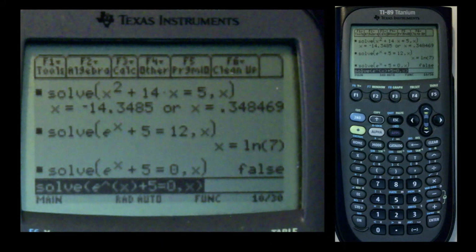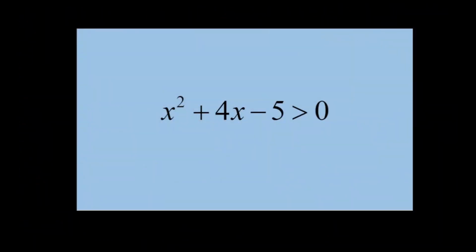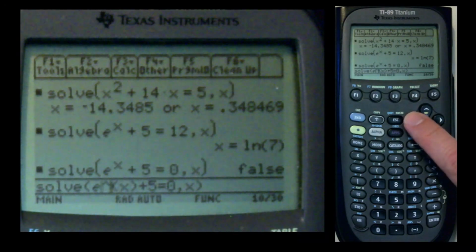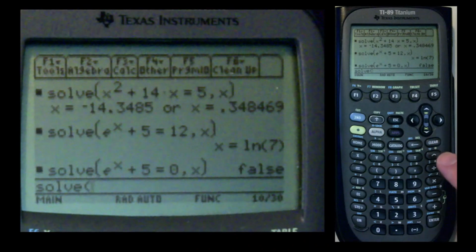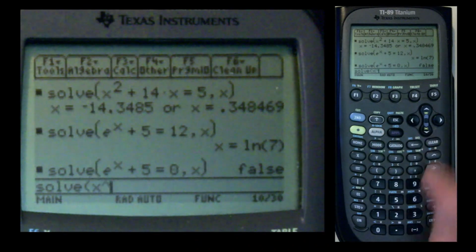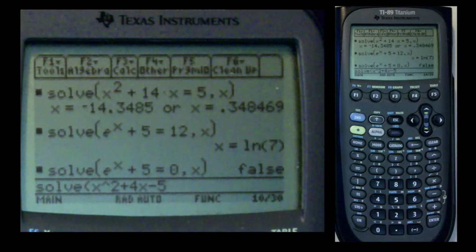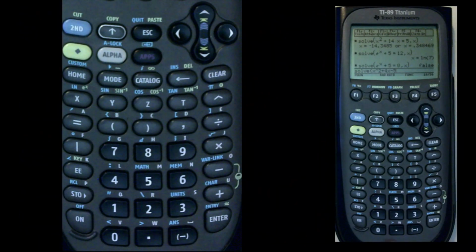This calculator can also solve inequalities. So let's solve this inequality. So it was x squared plus 4x minus 5 is greater than 0. And just so you can see, if I zoom in a little bit here, there are less than and greater than symbols above the 0 and the decimal point.